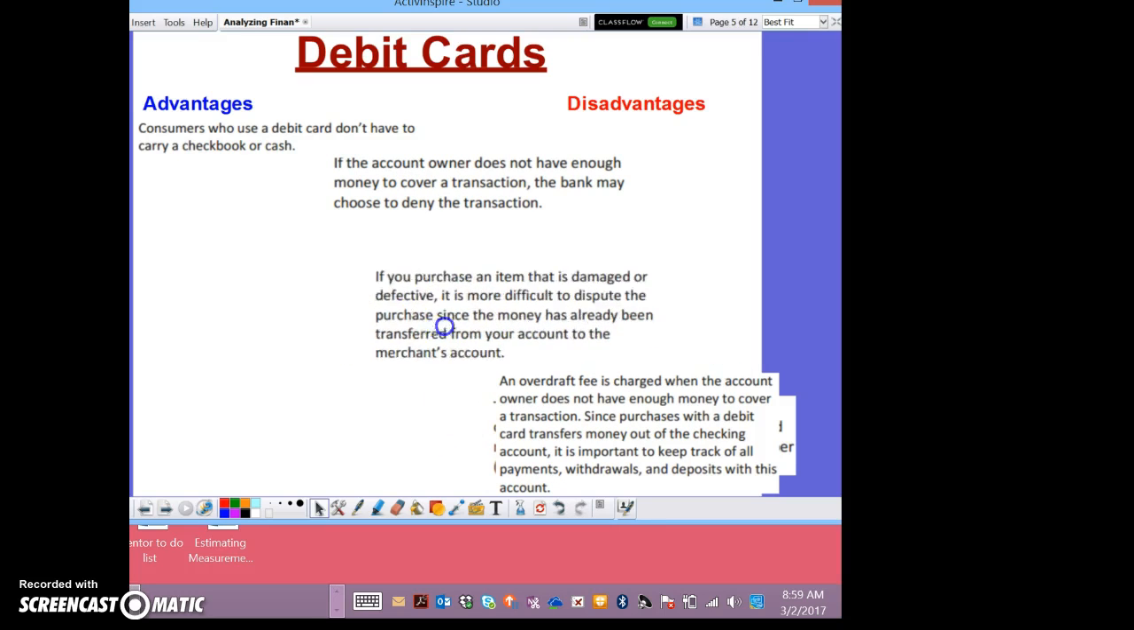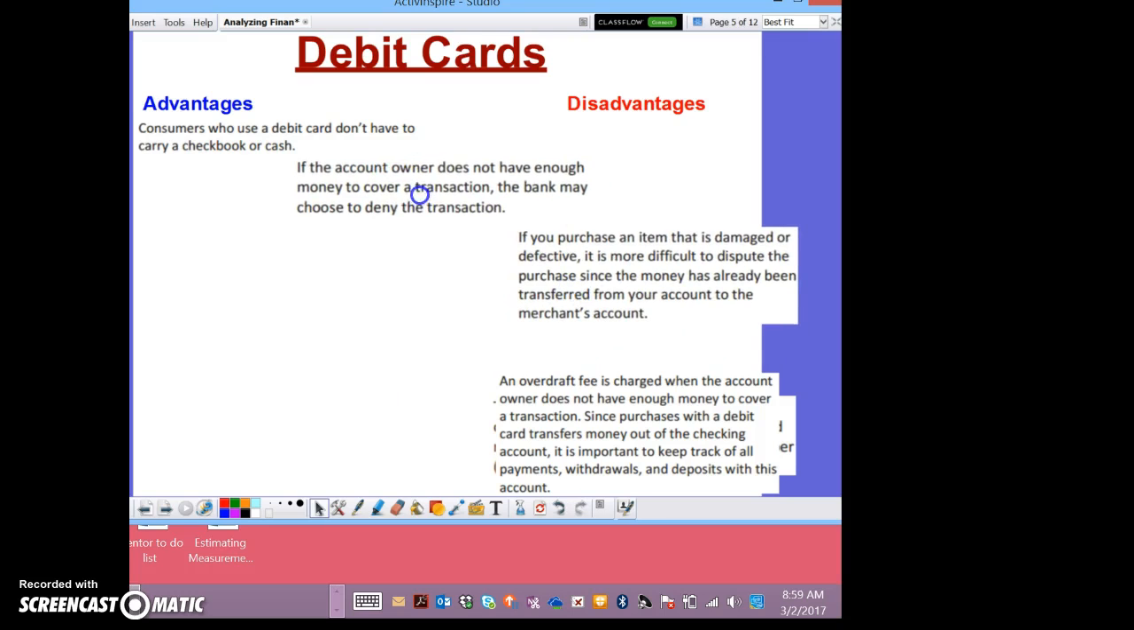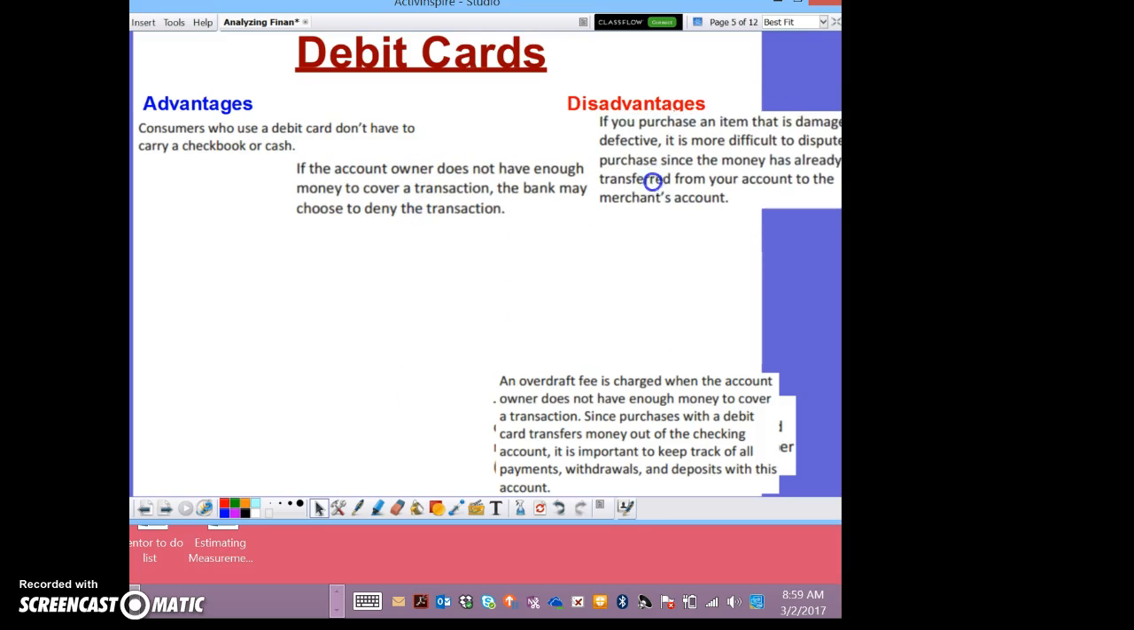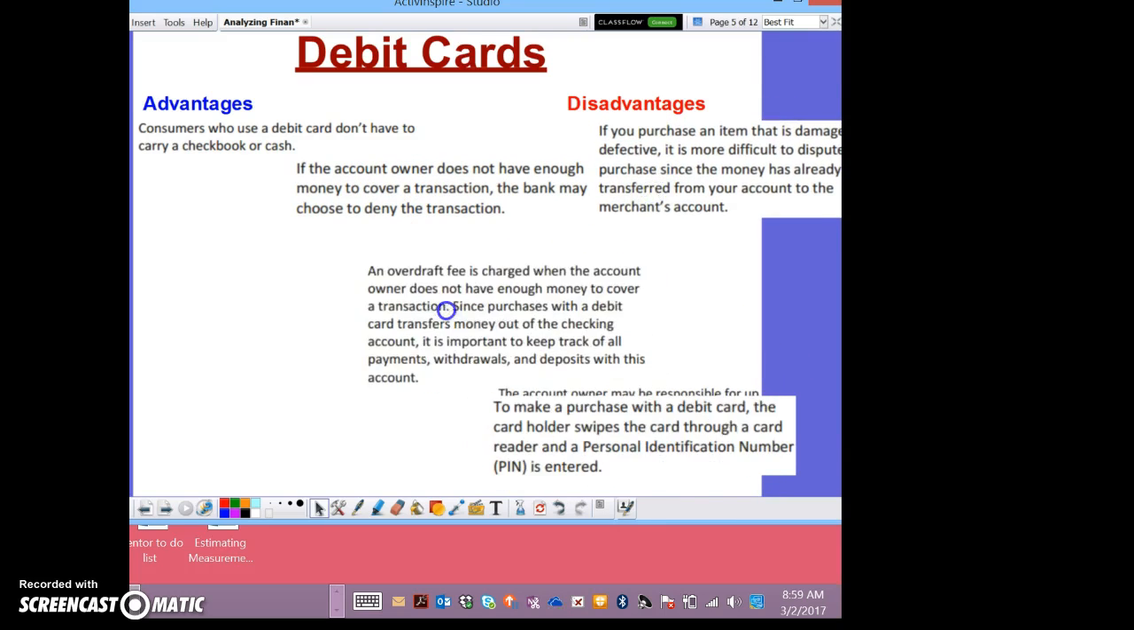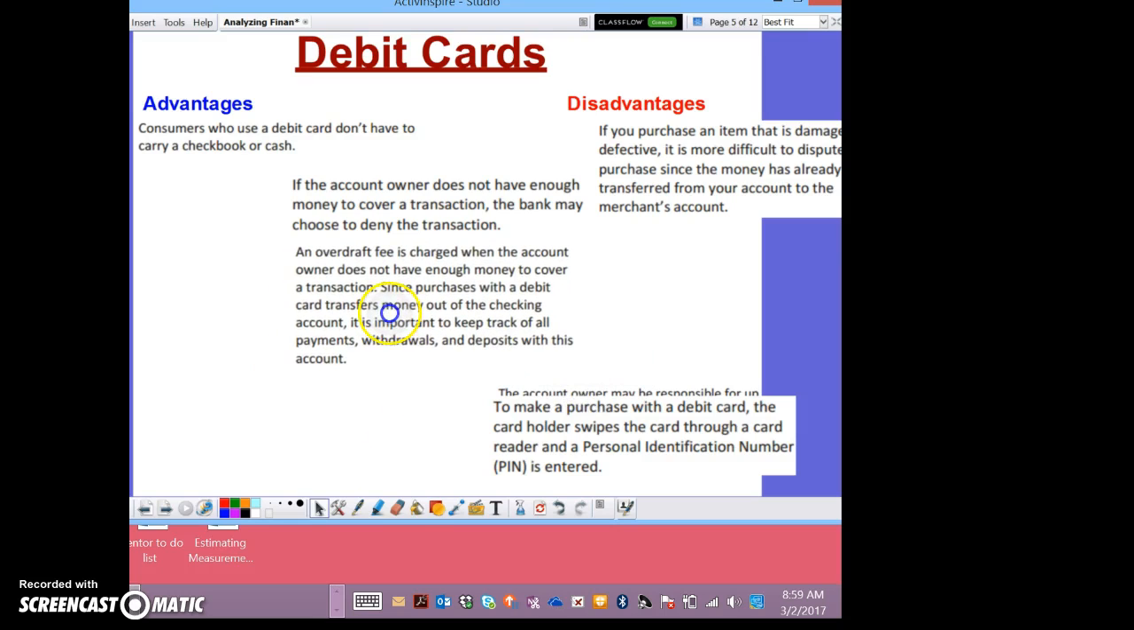This is a disadvantage: anything that makes it more difficult for you to return an item or exchange it, so that would be a disadvantage. Fees associated with spending more than you have. So I talked about here it not allowing you to spend more than you have. Some banks have what is called overdraft, and you can personally choose whether or not you want a bank to allow you to spend more than what's in your account for a certain fee.